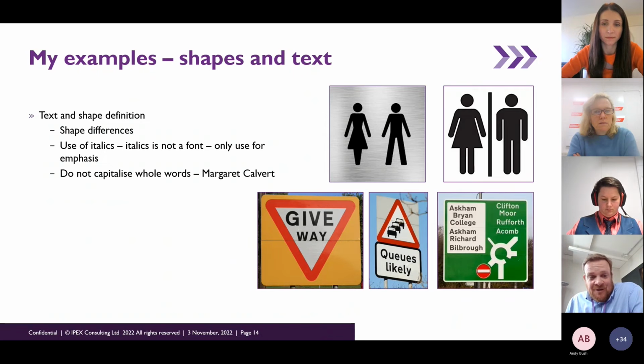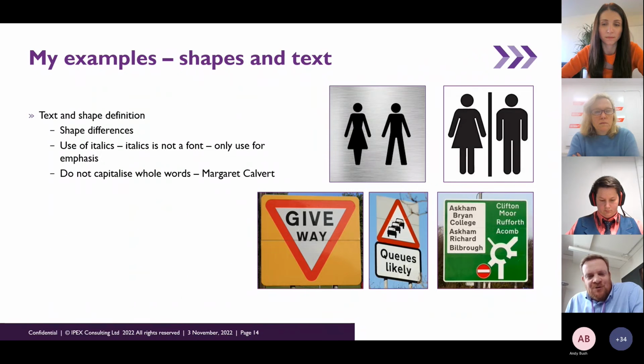Italics, please don't use italics as a font. It's there for emphasis. It's terrible as a font, and it makes it very difficult to read. And then capitalizing words. Margaret Calvert, if you've ever come across her, was the person who invented the modern road sign. One of the big changes she made from the original old-fashioned pointy signs was that she said you need to write everything with only a capital at the front and the rest lowercase.